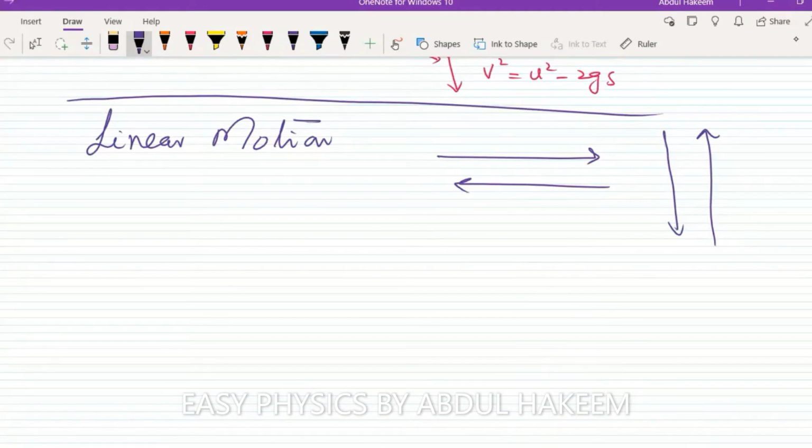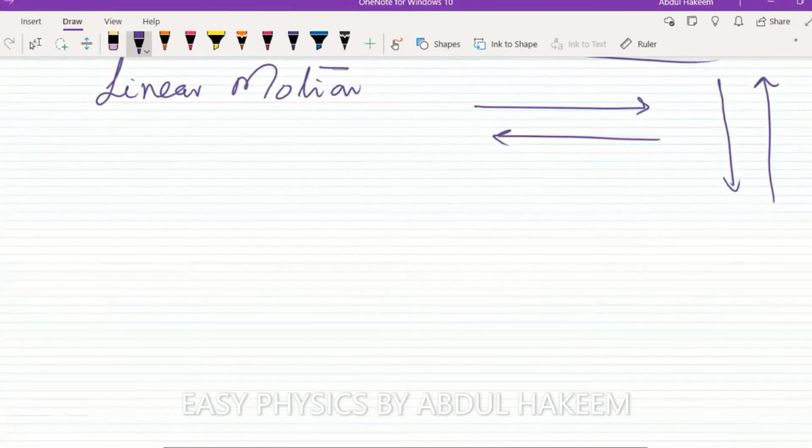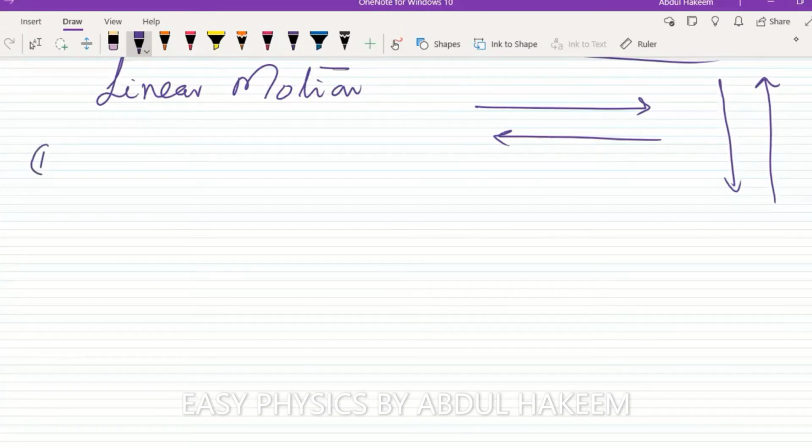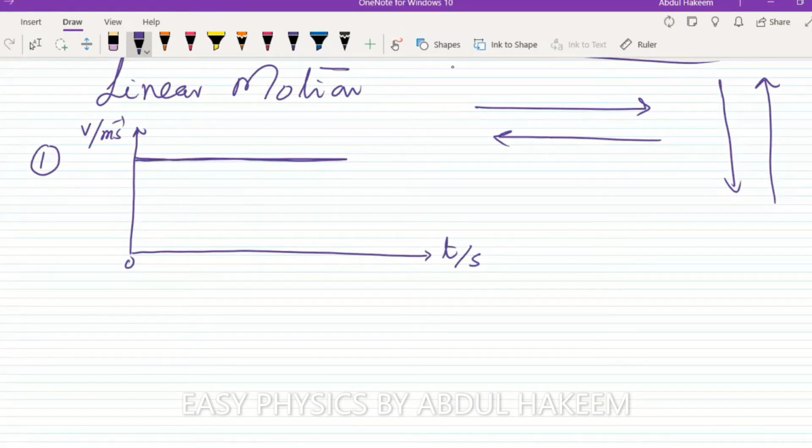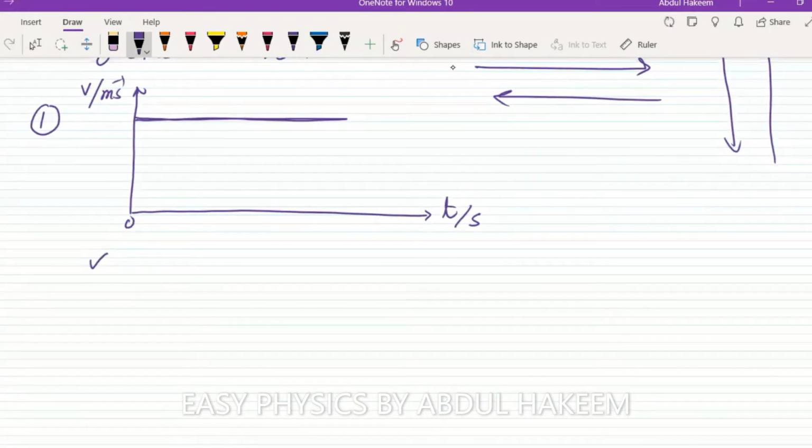Now the graph, for example, number 1. The motion is represented by this graph. Time on the x-axis, speed on the y-axis, and the graph is this. We have to describe the motion. Look, the object is moving with constant, uniform speed.